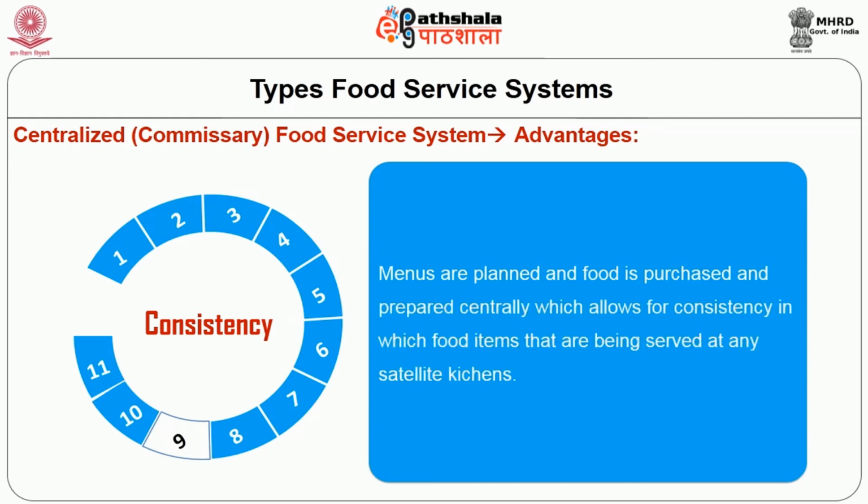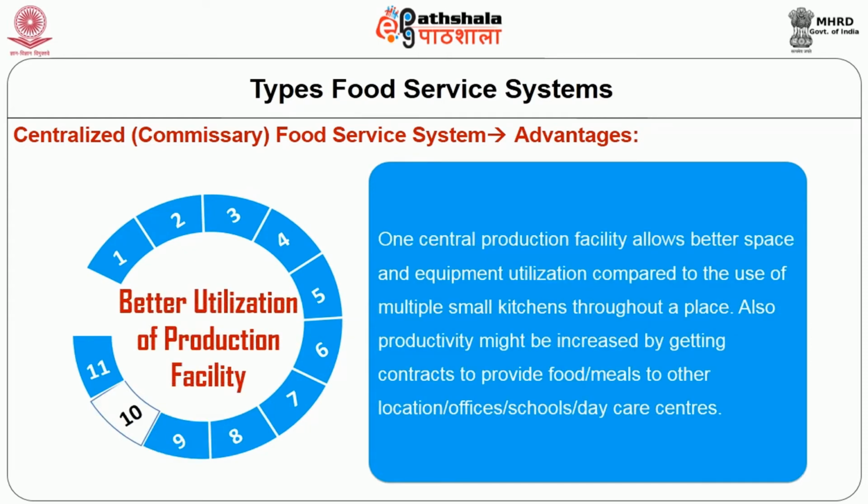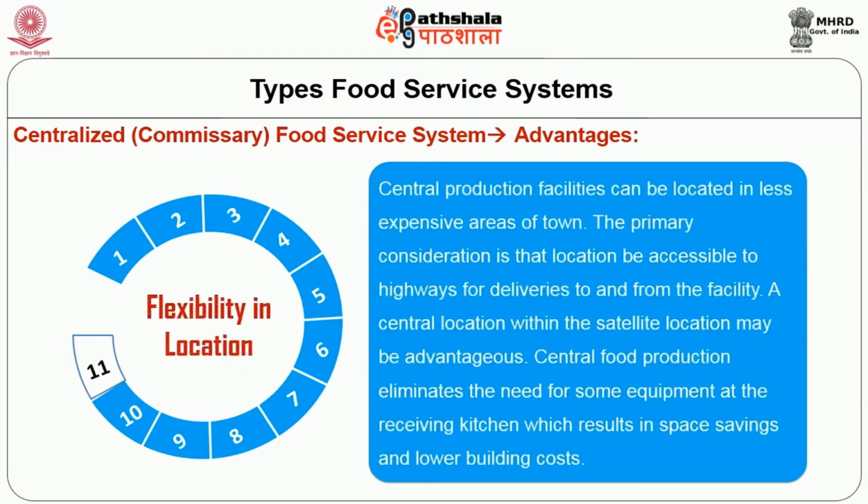Consistency is the next advantage. Menus are planned and food is purchased and prepared centrally, which allows for consistency in which food items are being served at any satellite kitchens. Better utilization of production facility. One central production facility allows better space and equipment utilization compared to the use of multiple small kitchens throughout a place. Also, productivity might be increased by getting contracts to provide food to other locations or other places like offices, schools and daycare centers.